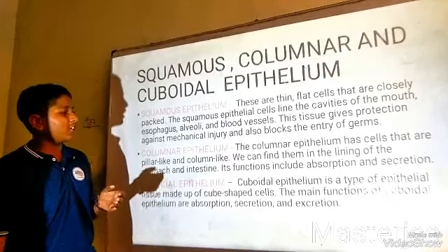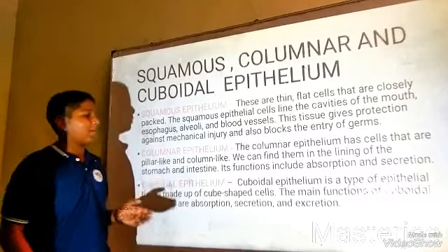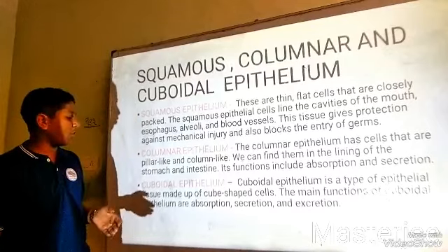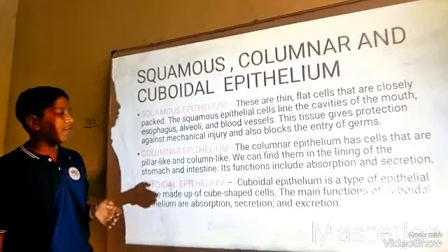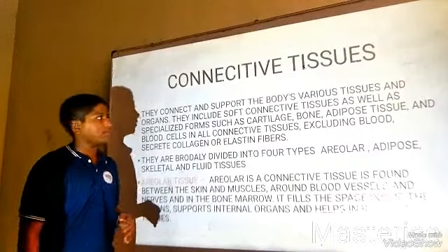Functions include absorption and secretion. Cuboidal epithelium. Cuboidal epithelium is a type of epithelial tissue made up of cube-shaped cells. The main functions of cuboidal epithelium are absorption, secretion, and excretion.